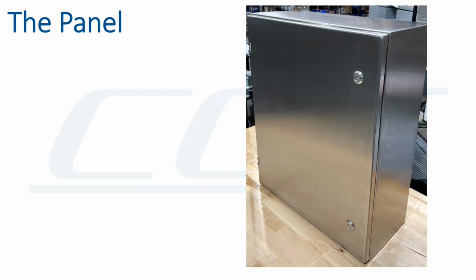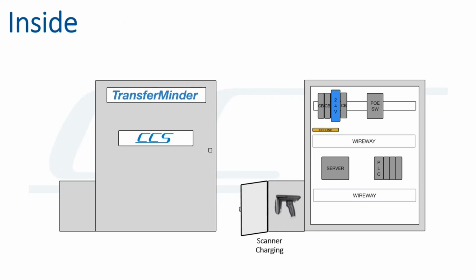Here's a picture of the panel we're using for our prototype. It is a stainless steel enclosure, and you probably have tons of these in your plant already. Here we see the inside of the panel. On the left, we have mounted a charging station for the scanner. This does not have to be there. It's a convenient location for it. The scanner can be charged anywhere.